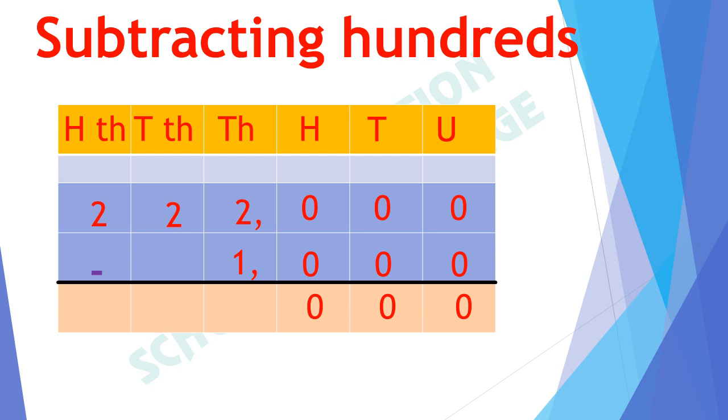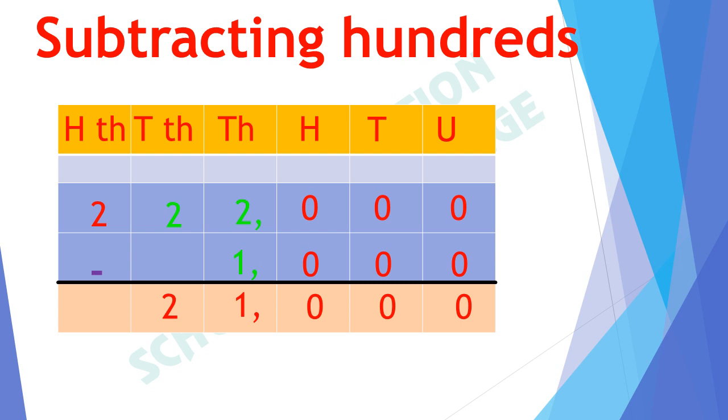After the subtraction of hundreds, we will move towards the thousands. Here we can see that we have to subtract 1000 from 2000s. If we take away 1000s out of 2000s, we get, yes students, tell me, we get 1000 here. Then we move towards the 10,000s. In the 10,000s there is nothing to subtract, so we will write 2 as it is.